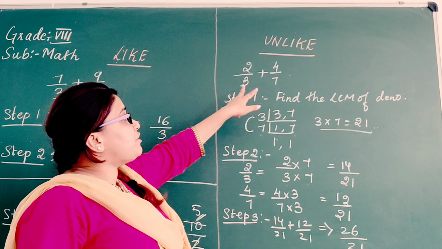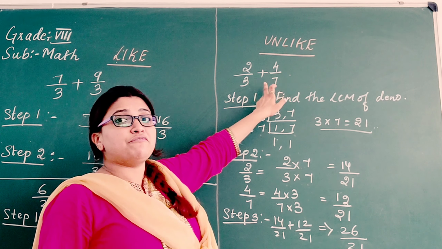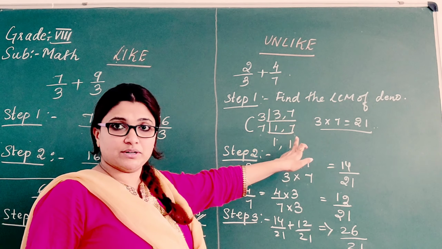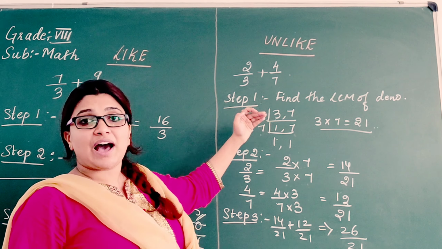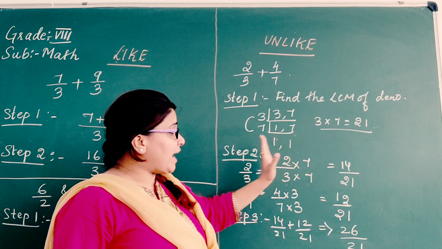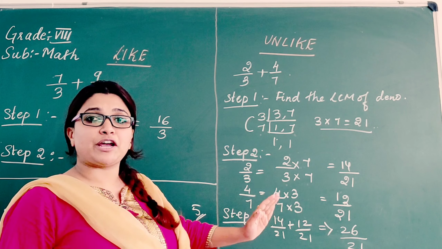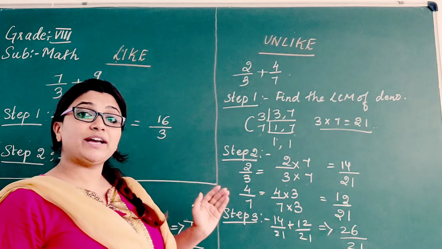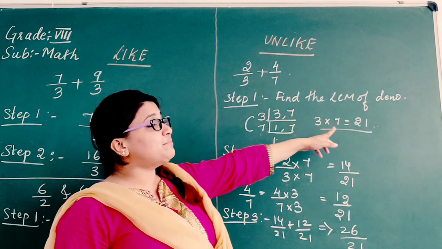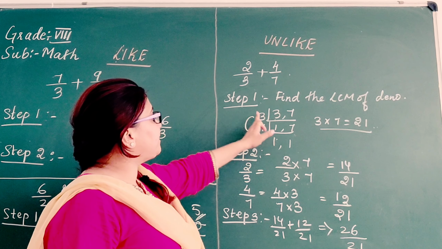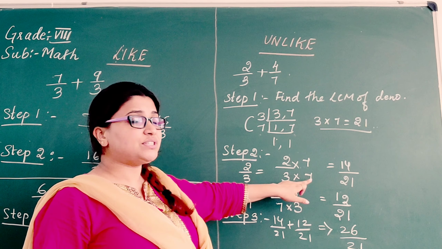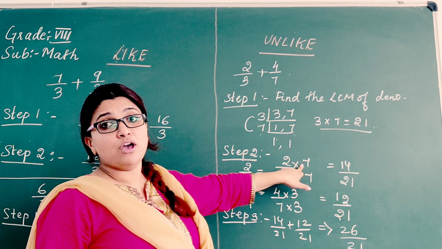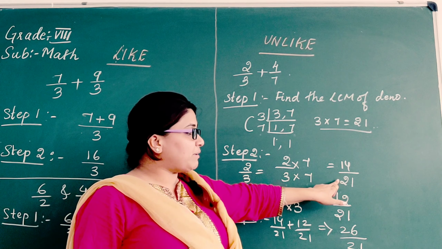Okay. So first step, if my denominators are unlike, find the LCM of my denominators. Once I find the LCM of my denominators, then what do I do? I convert my unlike fractions into like fractions. How do I convert unlike to like? Now LCM is 21. So my denominator is 21, right? Now 3 what are 21? 3 sevens are 21. So the same number I will multiply even for the numerator. So I get 14 by 21.